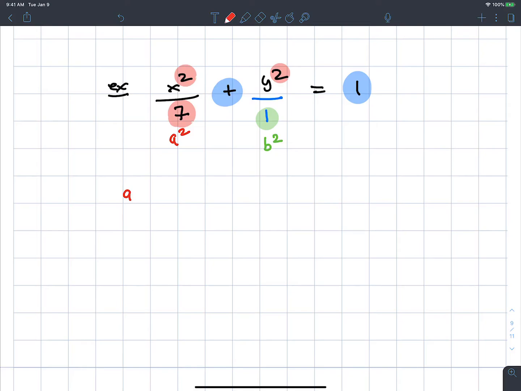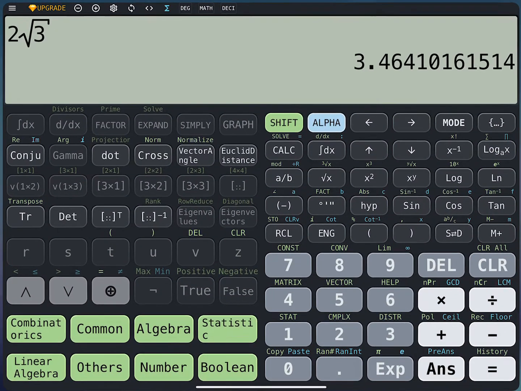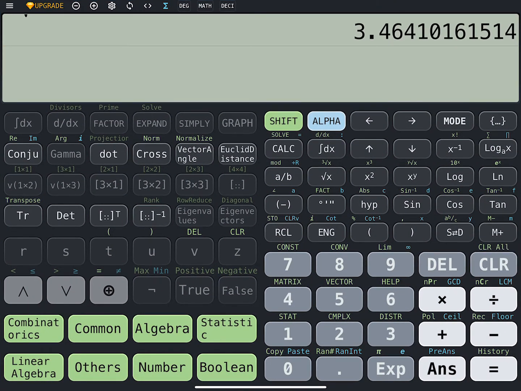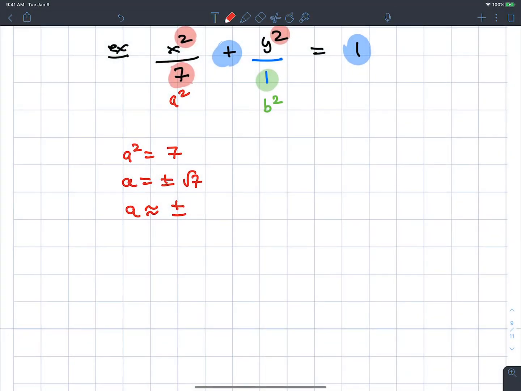So we have here a squared is 7, which means a will be plus or minus the square root of 7, which means a will be approximated to the nearest tenths. We're going to go to that calculator. Clear. We need the square root of 7, and this is 2.64575131106. If we approximate it to the tenths, the 6 is in the tenths position. The digit to the right is a 4, so that means leave the 6 alone. So, ladies and gentlemen, 2.6 for a.